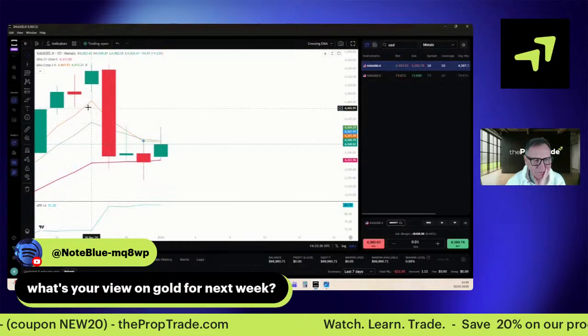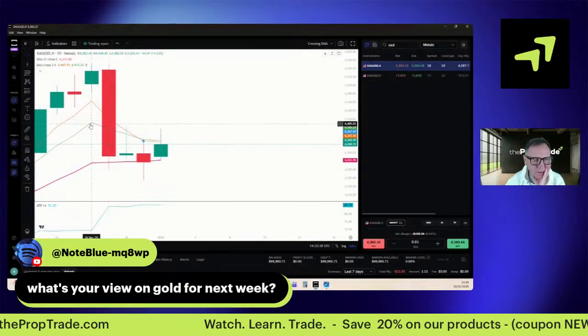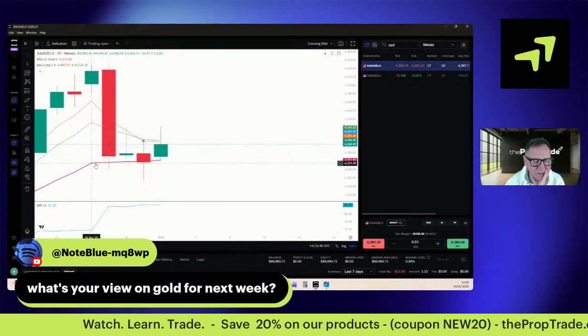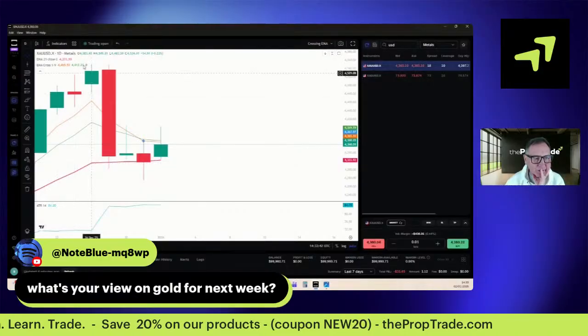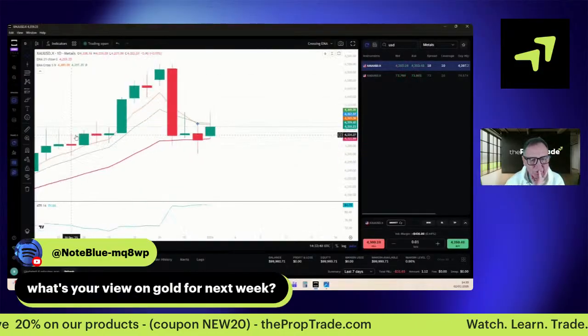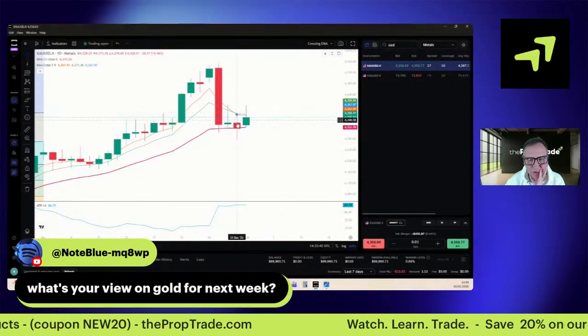Here. So this is the 5 EMA, the green is the 9 EMA, and the red one here is the 21 EMA. This is what I'm talking about up here. So we're looking for a cross on the two. So that was the first cross.